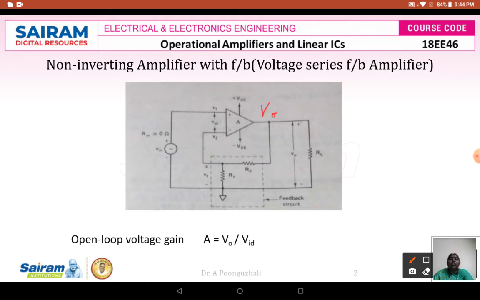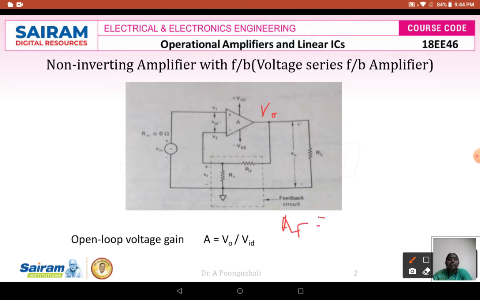Here the open loop voltage gain A is equivalent to, generally gain is output by input. For this amplifier, the output of the circuit is V0 and the input is VID. So we have defined the open loop voltage gain as A equals V0 by VID. Now we want to define the closed loop gain. Closed loop gain is with feedback, so we will define it as AF.